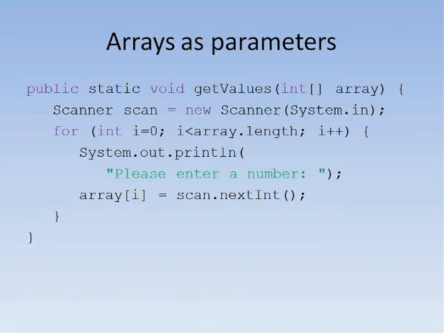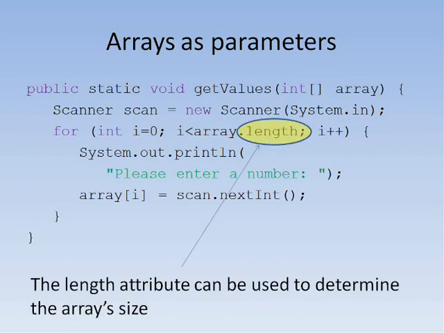Because an array is an object, when you pass an array to a method, you can change its contents, and those changes will persist past the end of the method. The method getValues shows a for loop that reads integers into the array without any error handling. Note that the length attribute is used to determine how many elements are in the array.